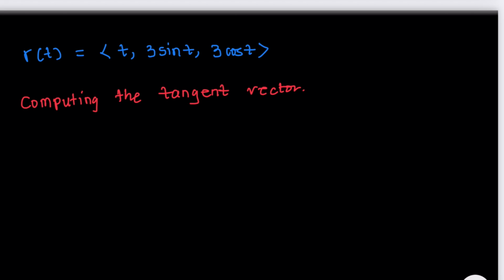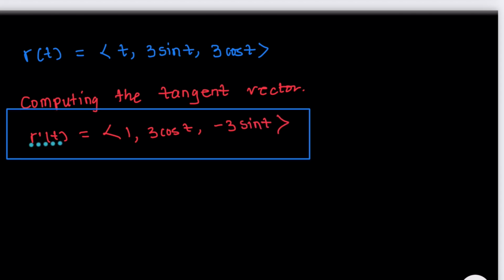To find the tangent vector, we just have to differentiate our vector function, right? So we are going to have r prime of t equal to, when we differentiate t with respect to t, we get 1. The j component will give us 3 cosine of t, and the k component will give us minus 3 sine of t. So we have our tangent vector given below.